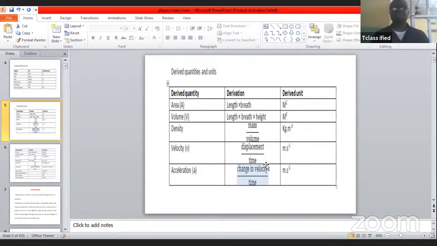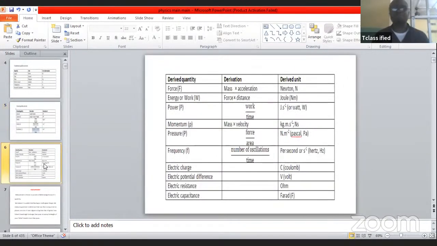Acceleration is change in velocity over time. So displacement is when you're talking about acceleration with regards to a direction. So velocity would have meant the same thing as speed, but we'll call it displacement because we are checking the direction. Okay, so let's move forward to other derived quantities.